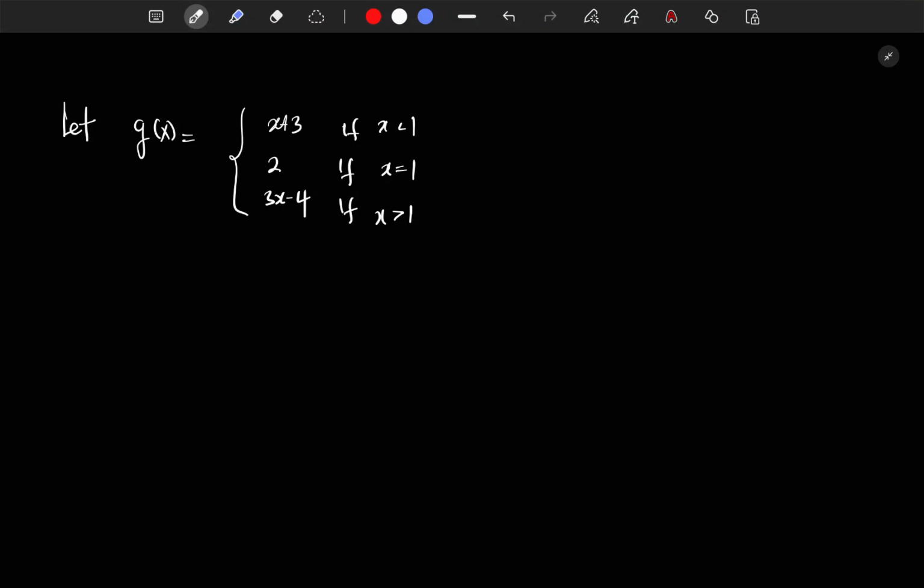We have a function here, which is a piecewise. Let g of x equal x plus 3 if x is less than 1, 2 if x is equal to 1, and 3x minus 4 if x is greater than 1. Number one, we need to sketch the graph of this function. How do we sketch the graph?